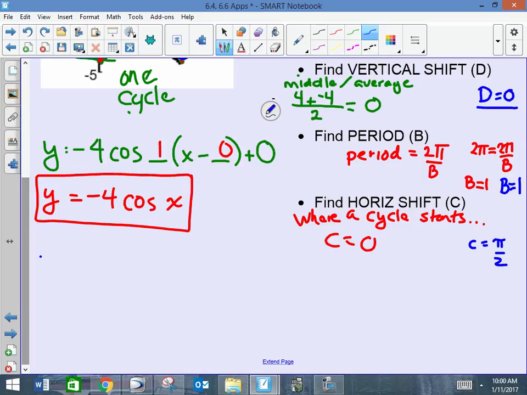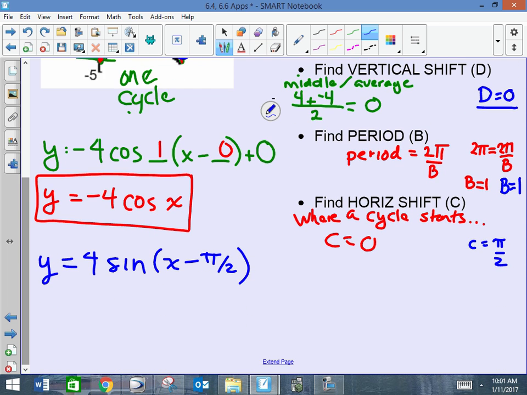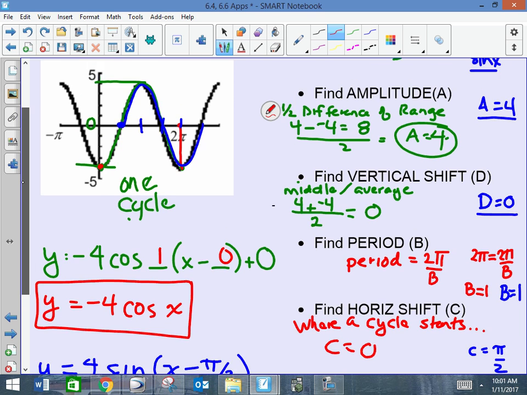Okay. So 4 sine x minus pi over 2 is our sine function. You put those in your calculator, y1, y2, they just roll the same way. Okay? And they would look like that. If we decided yet again to do the negative sign, that would be this one.